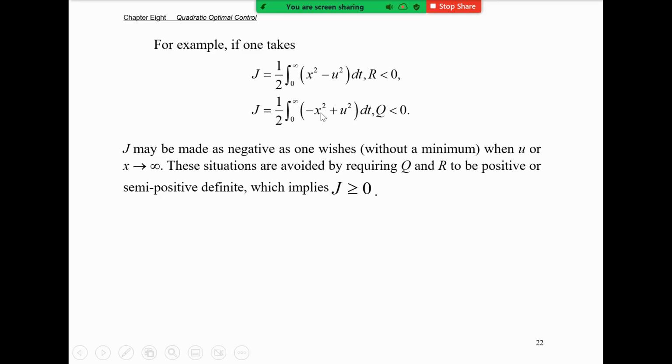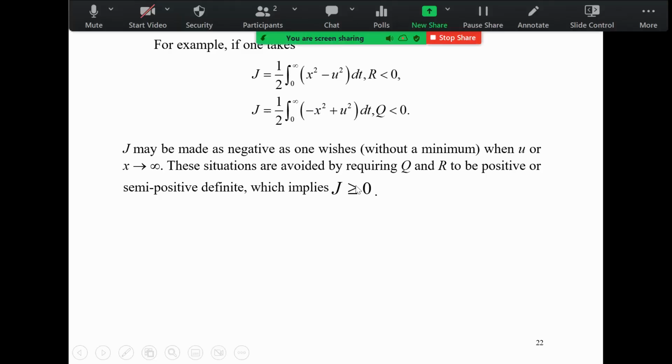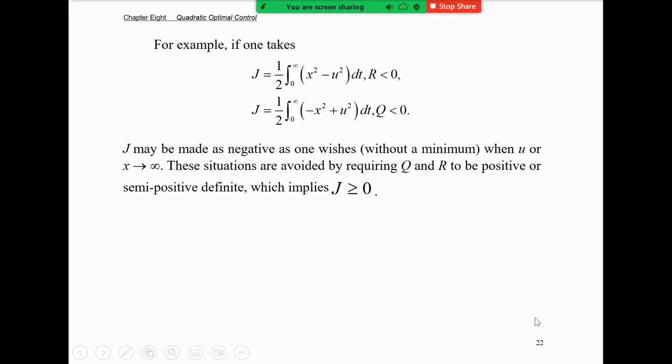So that's why we want the whole term inside this integral to be positive. If it is non-negative, we know at least it cannot be smaller than 0, so it has some minimum value. The cost function has to be bigger than or equal to 0. So that's why we require Q and R to be positive.